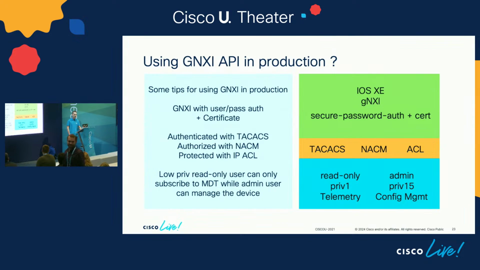As part of NACM, we recommend to have two users. One is going to be your read-only user. Your read-only user, well, he's read-only. He can only subscribe to telemetry. He can do get operations against the configuration, but he's not able to affect any change. That's when we have our admin user, our priv15 user. He can do everything, including manage the NACM or manage the role-based access control rule set.